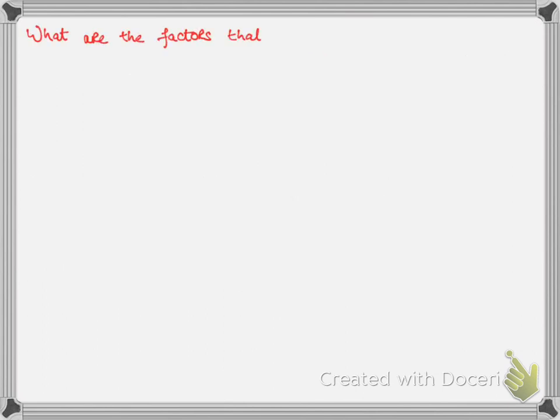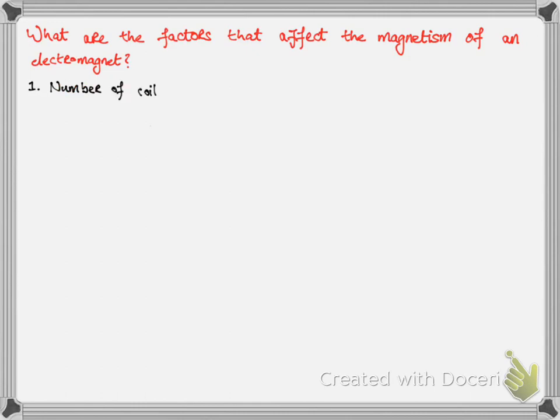So the last question that we'll ask ourselves is, what are the factors that affect the magnetism of an electromagnet? The first one that we'll look at is the number of coils, then the type of core used, as different materials can be more or less magnetized, then the current flowing through. If you increase the current, you can increase the rate of magnetism. And then the temperature. Temperature affects the flow of current. If you increase the temperature, you'll increase the rate of current, which therefore increases the magnetism.